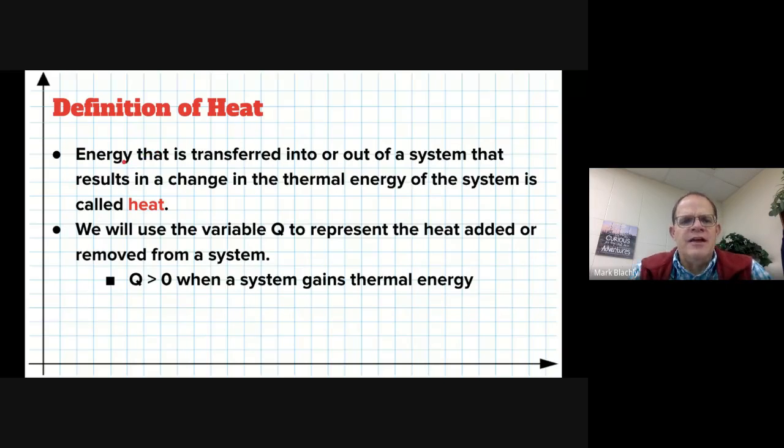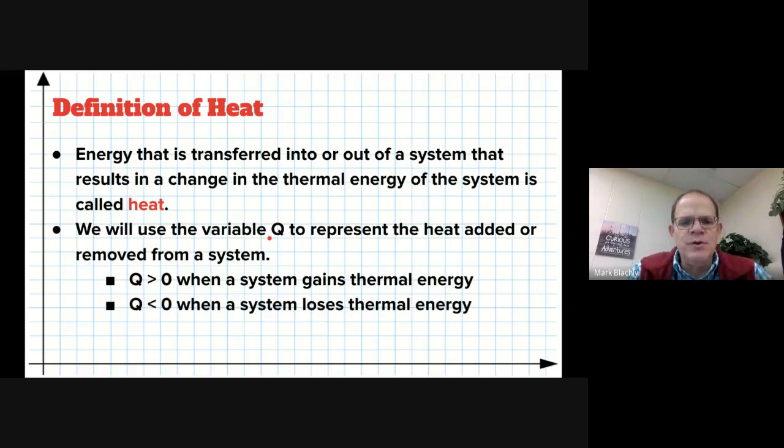Okay, so the definition of heat is the energy transferred into or out of a system. We're going to use Q for our variable for heat. When Q is positive, a system gains energy, and if Q is negative, the system loses energy.